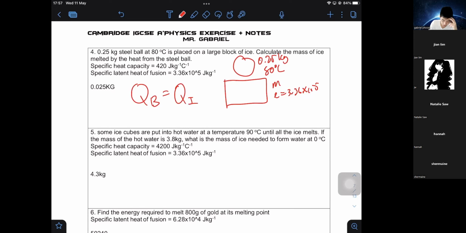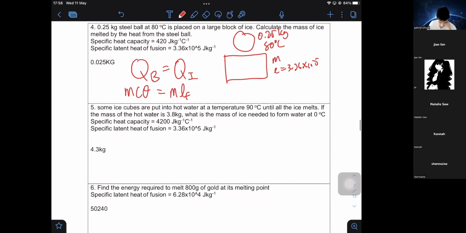From here, the only scenario is that the ball, assuming it loses all energy, which means it goes from 80 degrees to 0 degrees Celsius, will be mc theta, right? However much energy is lost from the ball will be supplied to the ice, which in this scenario is mLf, right? So from here, just substitute everything in, you should be able to get the answer. You understand what I'm talking about? And then most likely the second question, question number 5 here, would be the same thing as well.